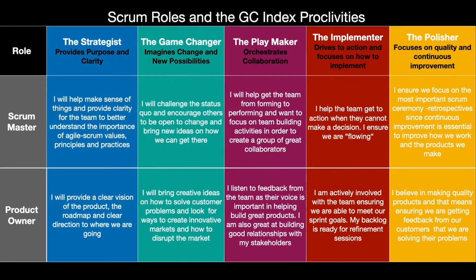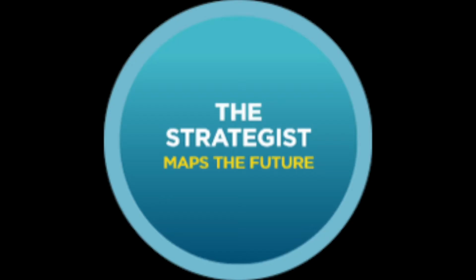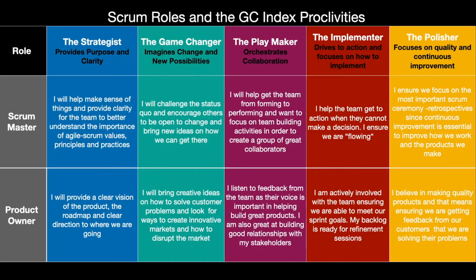A product owner with a high inclination as a strategist is really going to help the team understand where they're going, what's the product vision, and giving them direction of the what, right? What are we doing? What are we building? And why is it important? What's the benefit? What are we solving for? They are going to help make sense for the team.